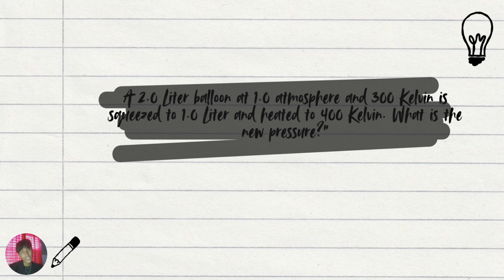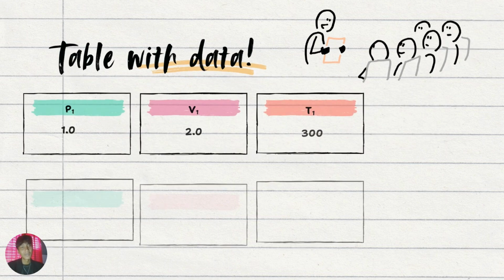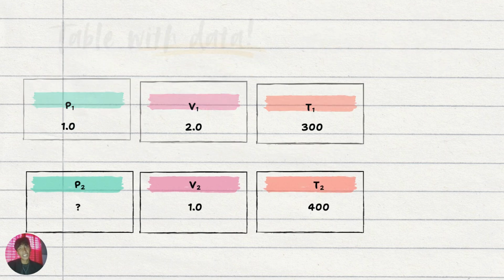So we find our values first. The initial, or starting, conditions are 2.0, which is the initial volume, 1.0 atmosphere, which is the initial pressure, and 300 Kelvin, which is the initial temperature. And our ending conditions are 1.0, which is the volume in liters, and 400 Kelvin, which is our final temperature. We need to find the new pressure, which is our unknown, so we're going to be using the formula to find that. And this is our table with the data that I just stated.